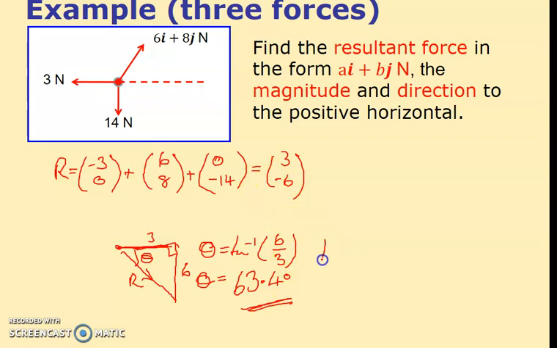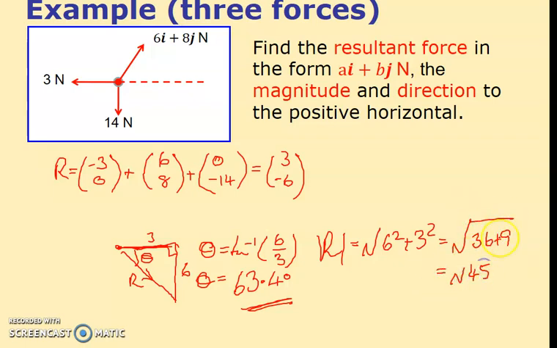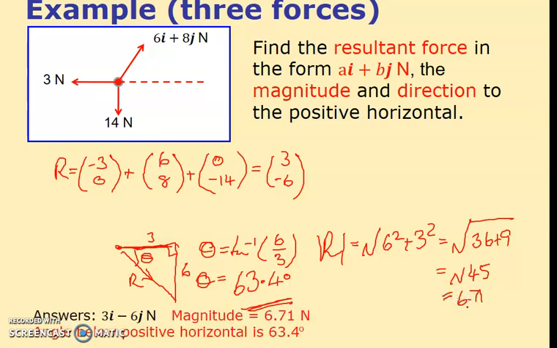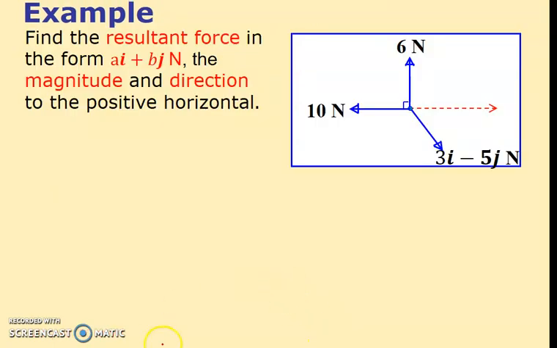And the resultant, that's the other thing we want on this one, I haven't found it yet. It is the square root of 6 squared plus 3 squared. That's the square root of 36 plus 9, which is root 45. And if I do the square root of 45, according to me, it is 6.71. You get the idea. You do need to do these questions. Okay, let's move on. I've got one final one here.